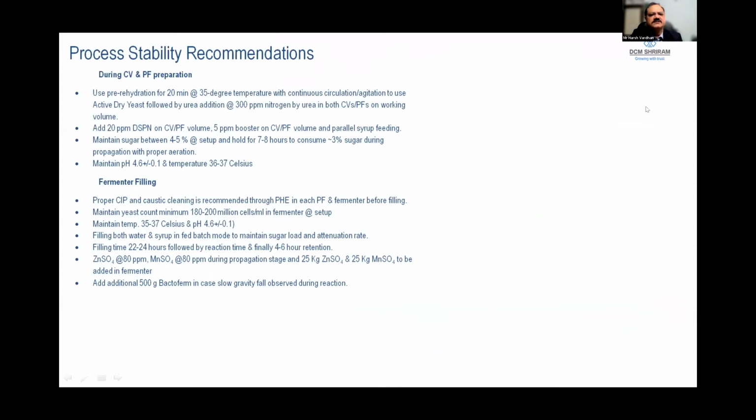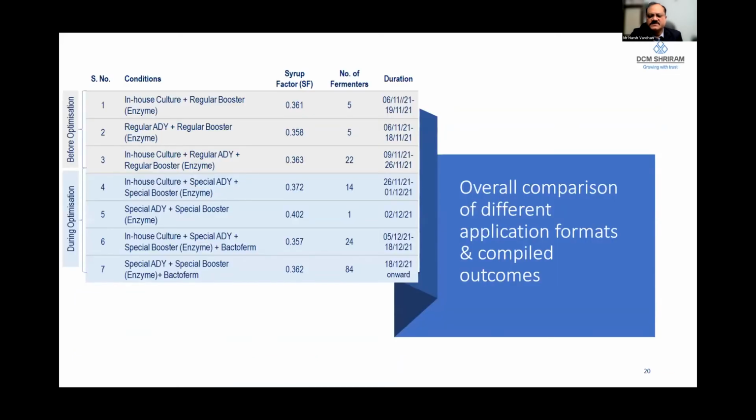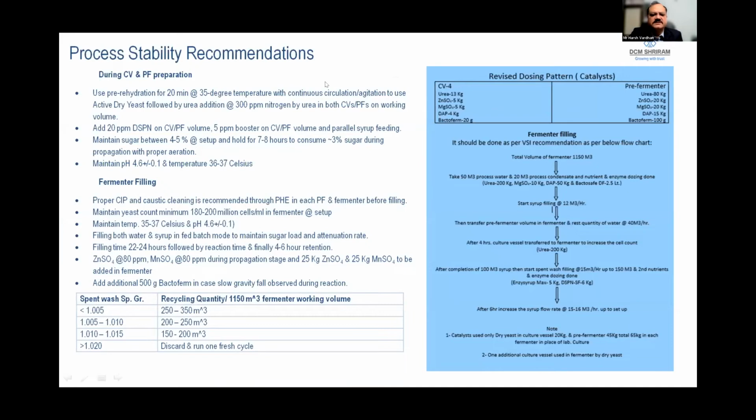So these are the process steps which we did. Use of pre-hydration for 20 minutes at a temperature of 35 degrees with continuous recirculation and agitation to use active dry yeast, addition of 300 ppm nitrogen, urea, both in CVs and PFs on working volumes, addition of 20 ppm DSPN on CV, PF. Similarly, on the fermenter filling side, as suggested by VSI, we followed that pattern. And we started almost 30% recirculation of spent wash, and the process was optimized.